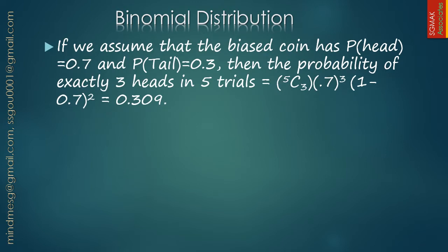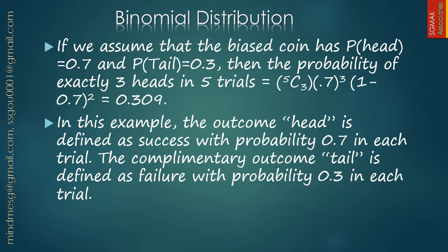If you assume that the biased coin has a probability of getting a head of 0.7, it is biased, so the complementary outcome, probability of getting a tail, is 0.3. Then you can estimate the probability of exactly getting 3 heads in 5 trials by using the binomial probability mass function, given by combination of 3 out of 5, 0.7 raised to the power 3, and 1 minus 0.7 raised to the power 2, which is 0.309.